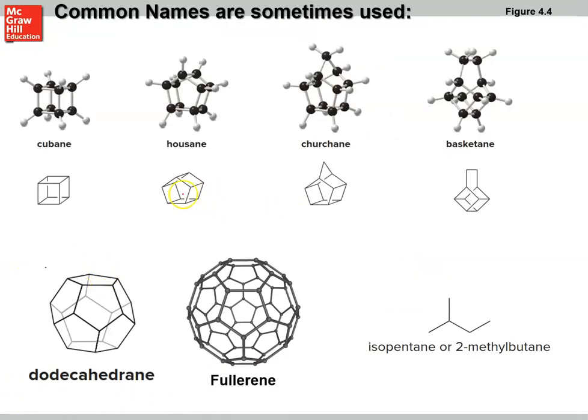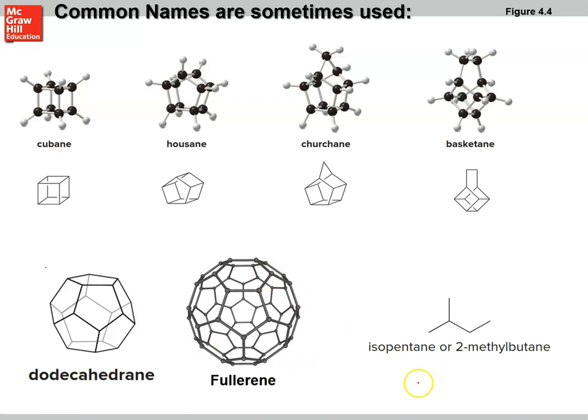Sometimes common names are used. For example, if you have some of these interesting types of cyclic structures where they're attached, and we have basically 8 different carbons here, this is referred to as cubane, houseane, churchane, basketane, just kind of funny names for these. Dodecahedrane and fullerene, you may have heard of Buckminsterfullerene. These are different types of interesting compounds that have some interesting possibilities for uses in various types of nanotechnologies.